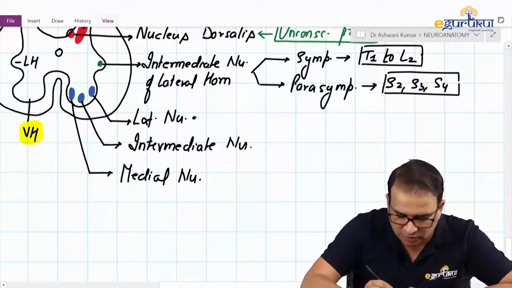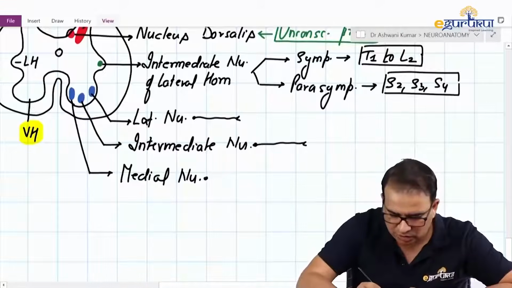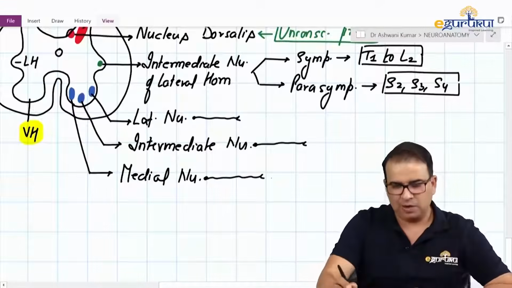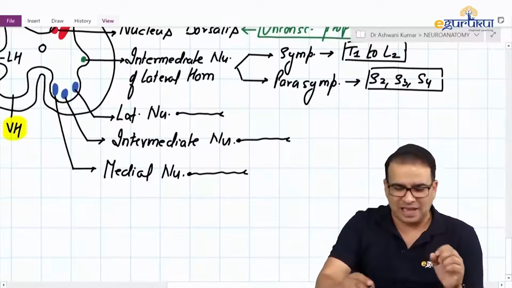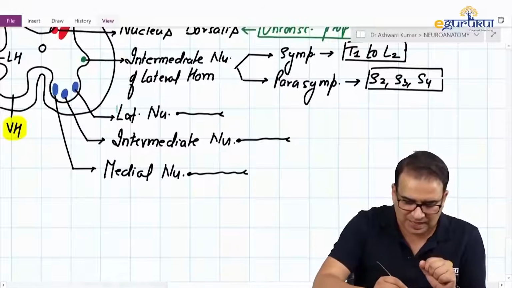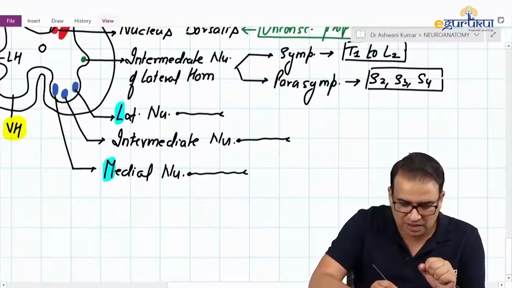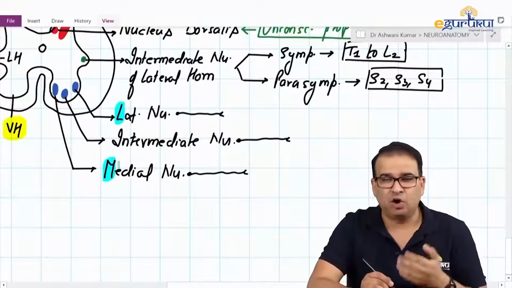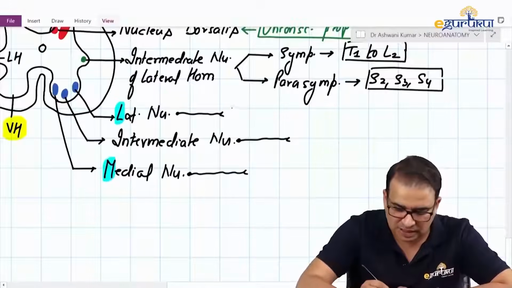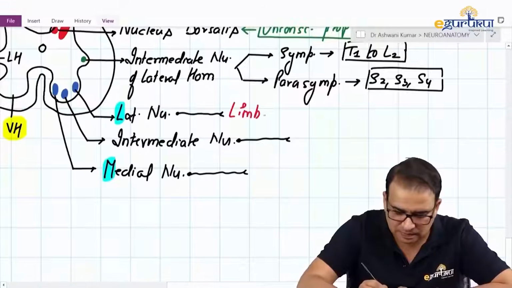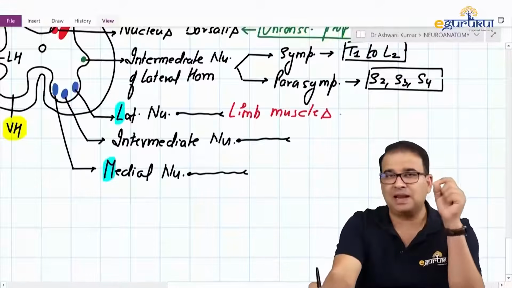Some motor nerve will be coming out of this lateral nucleus, some from this intermediate, and some from this medial. Now it depends upon what those nerves are supplying. Again, these alphabets will give you a hint. Guys, L for lateral and L for limbs, M for medial and M for midline or axial. So when you think of lateral nucleus, think of limb muscles. All your limb muscles are supplied by the lateral nucleus.